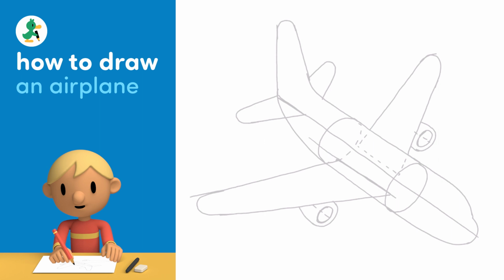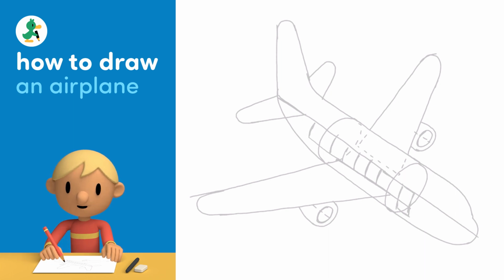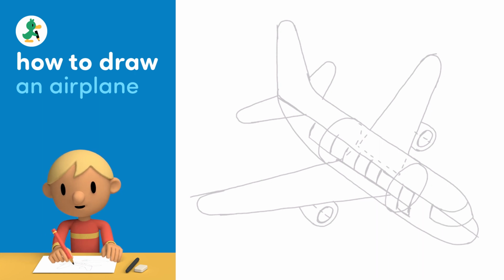Draw the windows between two straight lines. Draw evenly spaced lines that follow the curve of the body. The door also has a slight curve. The cockpit window curves around the front. And our pencil sketch is done.